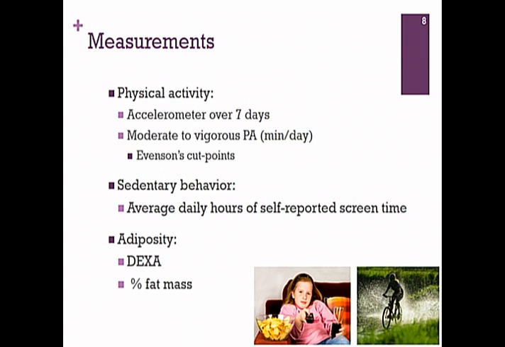In terms of other measurements, physical activity was assessed using an accelerometer worn over 7 days. And from this, we estimated the average minutes per day of moderate to vigorous physical activity. Sedentary behavior was measured as the average daily hours of self-reported screen time, and adiposity was measured using a DEXA scan from which we computed the percentage of total body fat mass.